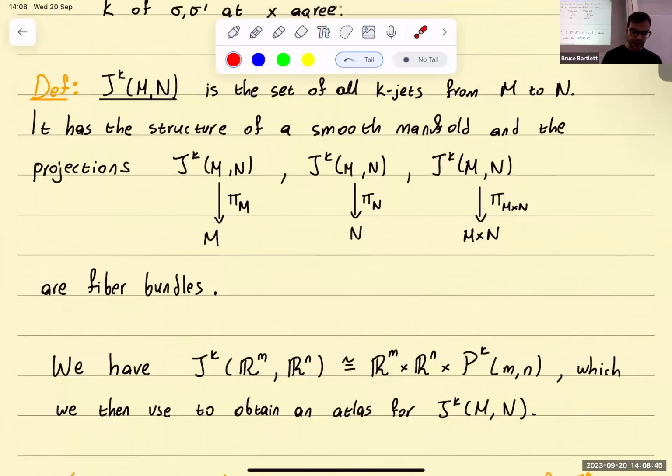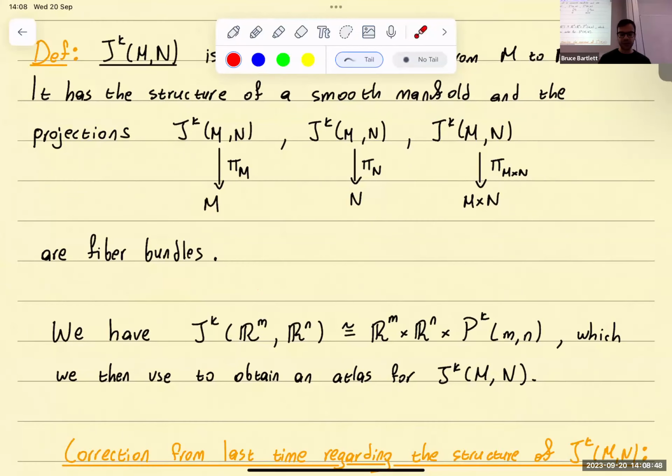And we said last time that these things are fiber bundles, and moreover, if I look at the k-jet space of R^m and R^n, this has this canonical splitting into R^m cross R^n cross the space of degree k polynomials in m variables with n coordinates. This is the identification that we use in order to obtain an atlas for the k-jet space of M, N that gives the manifold structure here.